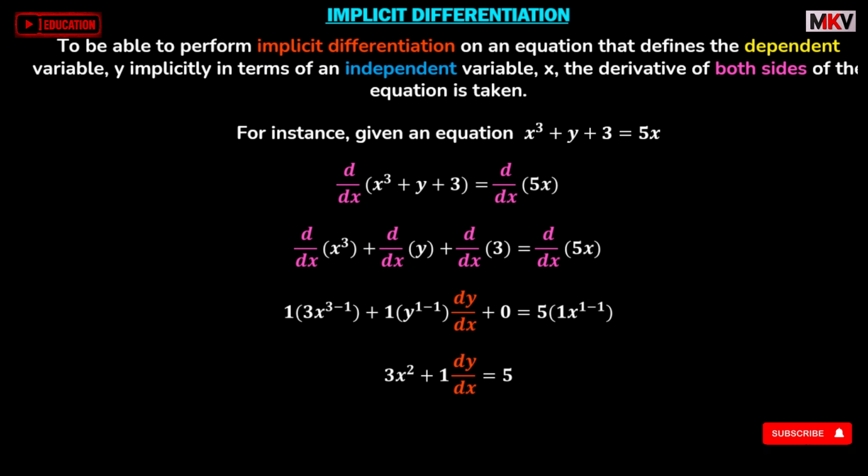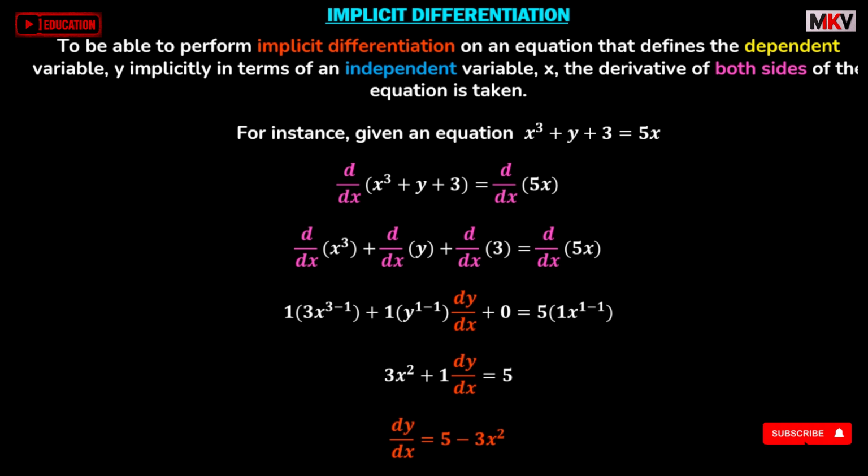Now we know that any variable or number to the power 0 is 1. Y to the power 0 was 1, which leaves us 1 multiplying dy/dx. After this, we make dy/dx the subject, leaving us dy/dx equals 5 minus 3x squared. So this is how you use implicit differentiation to find the derivative of a function which cannot be differentiated directly using the normal differentiation approach.